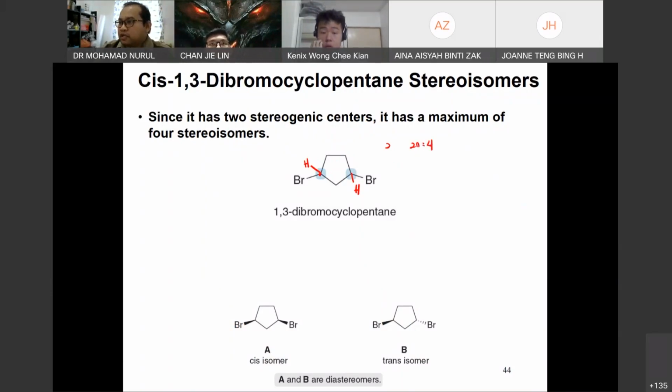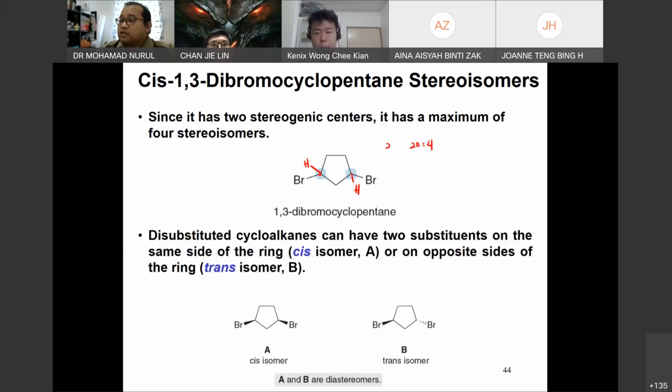So a disubstituted cycloalkane can have two substituents on the same side of the ring, which is cis, and the one on the opposite side is trans. It's referred to as A for the cis one and B for the trans. The correlation between A and B is diastereomers.